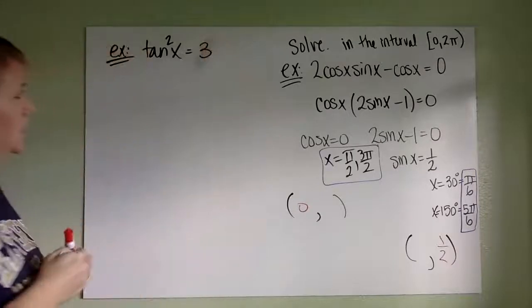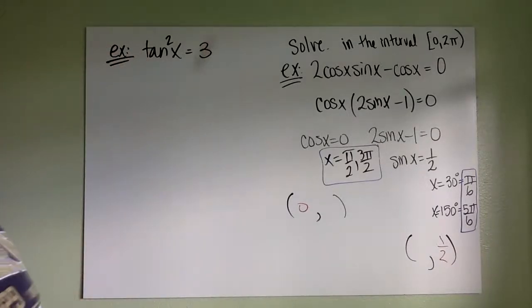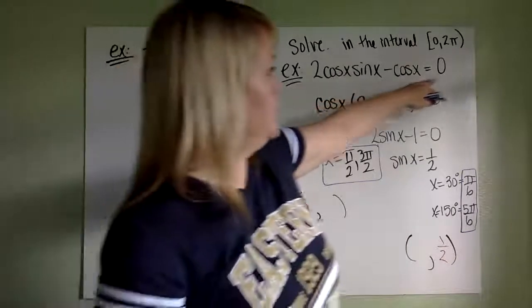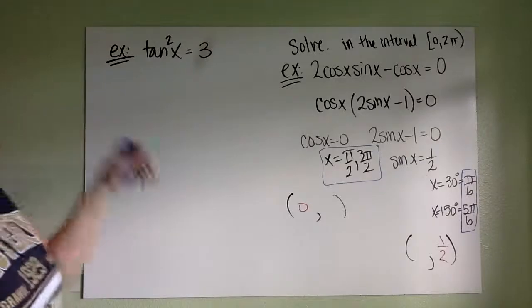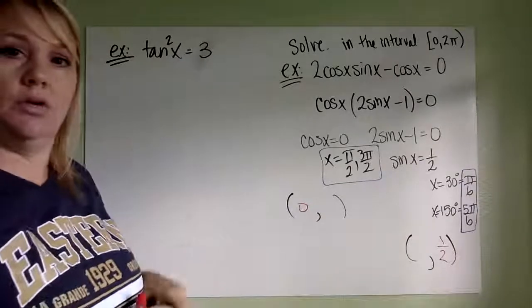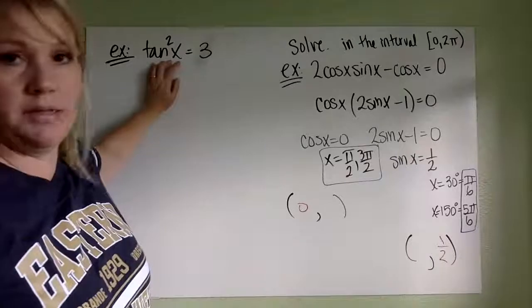Okay, so this one says the tangent squared of x is equal to 3. Now this is one where we're not going to make it equal to 0 first. I talked about making sure it was equal to 0 at first, but this one has a different set of rules because it's a single term all by itself.